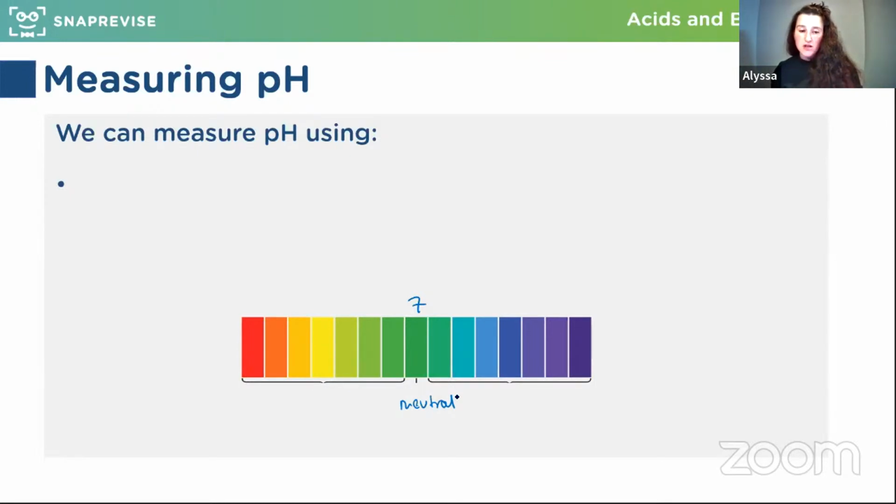Yeah, good, Demisha. You're right. We can talk about the lower numbers being strong acids, the middle being weaker acids, etc. Good. So our red is our strong acid. Then we can have our weak acids. Then we can have our weak alkalis and our strong alkalis. Good.